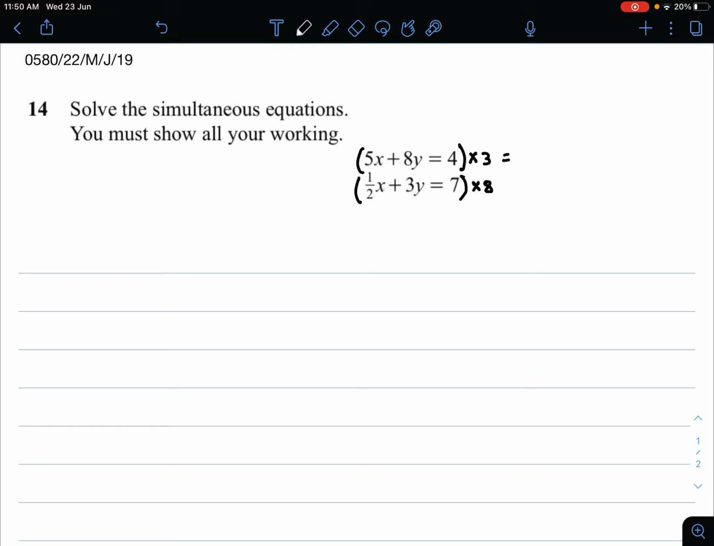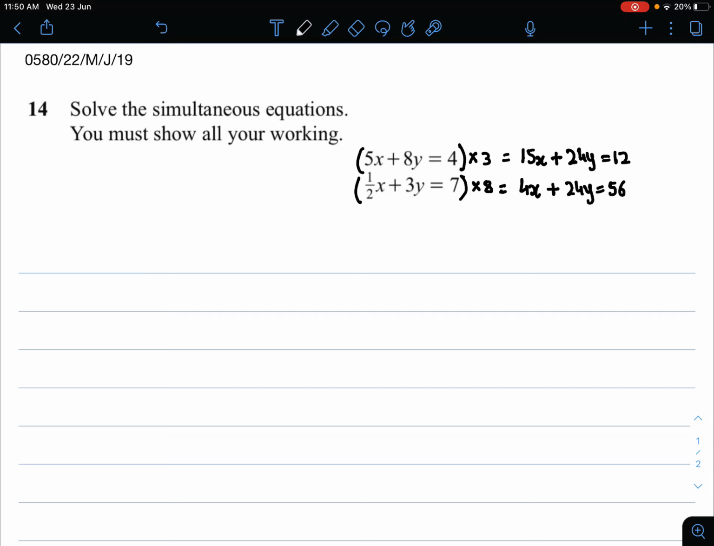So when we do that, 5 multiplied by 3 would be 15x plus 8 multiplied by 3 would be 24y equals 4 multiplied by 3 would be 12. And in the second equation, half multiplied by 8 would be 4x plus 3 multiplied by 8 would be 24y equals 7 multiplied by 8 will be 56.